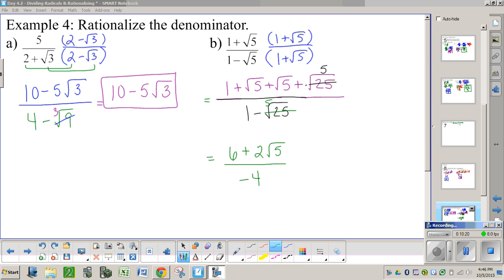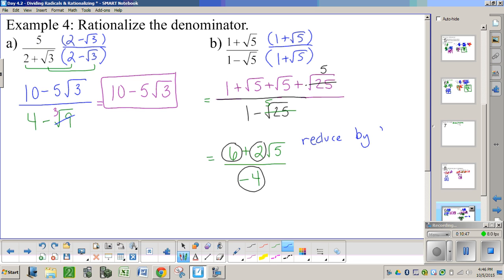Okay, so I've gotten to a point where I multiplied out my numerators, I multiplied my conjugates in the denominators, and I ended up with 6 plus 2 square roots of 5 all over negative 4. Something that I want you to notice is that this negative 4, this 2, and this 6 can all be reduced by 2. So I'm going to go ahead and reduce each one of those by 2. This is going to give me a final answer of 3 plus radical 5 all over negative 2.